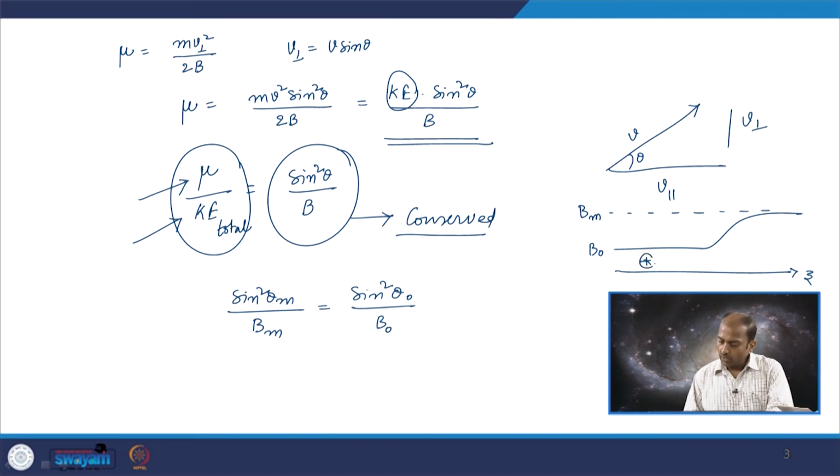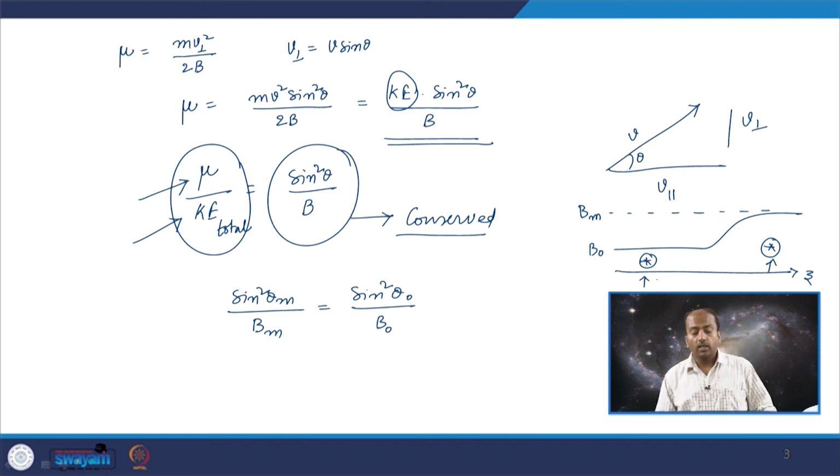let's take one point here and let's take one point here. That means you are taking a point in the weak field region and you are taking a point in the strong field region. So throughout this path, sin square theta m by Bm here and sin square theta naught by B naught is conserved, right.